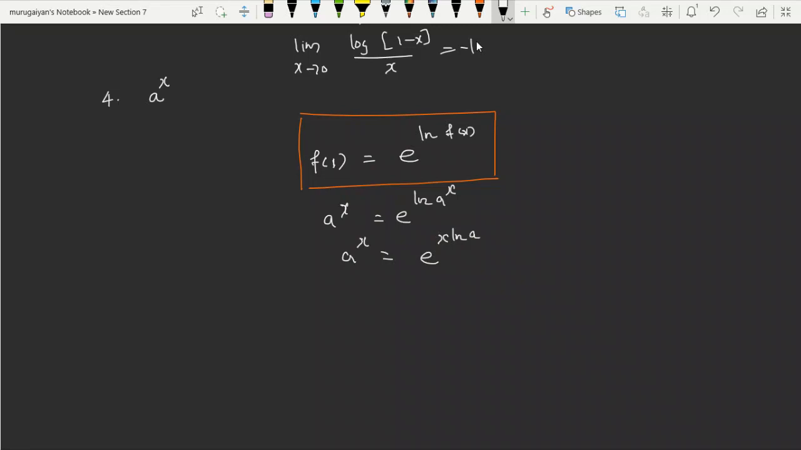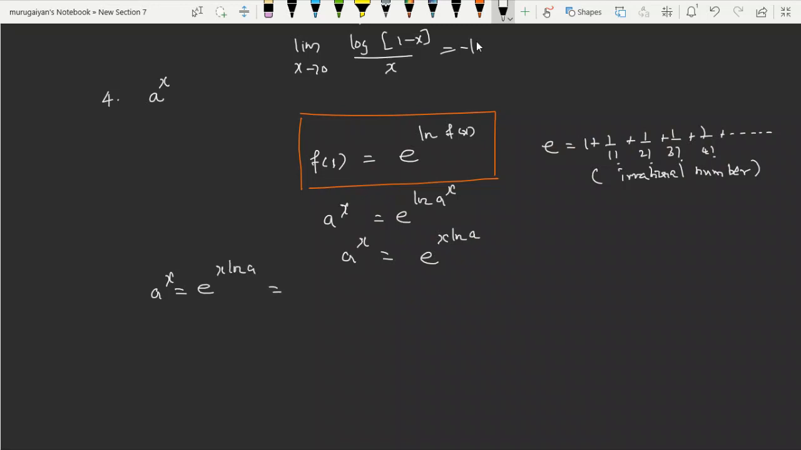Actually, what is e? E is an irrational number. What is the value of e? 1 plus 1 by 1 factorial plus 1 by 2 factorial plus 1 by 3 factorial plus 1 by 4 factorial. Keep continuing with an infinite number of terms. So this is an irrational number. Okay, a power x equals e power x ln a. Now we can take a power x in the form of the exponential function e power x ln a.